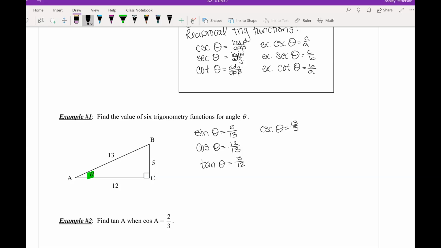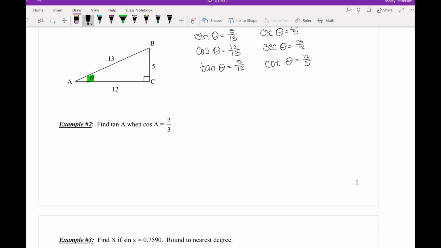The reciprocal for cosine is secant, so the secant of theta is 13/12, and the reciprocal for tangent is cotangent, so the cotangent of theta is 12/5. All 6 trig functions are ratios. Do not ever, please, put them into decimal format. Yes, you can reduce them, and you should, but they are to remain in ratios because it's the relationship of the side lengths. We're not putting them into decimal format.